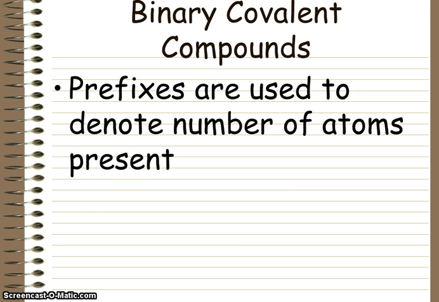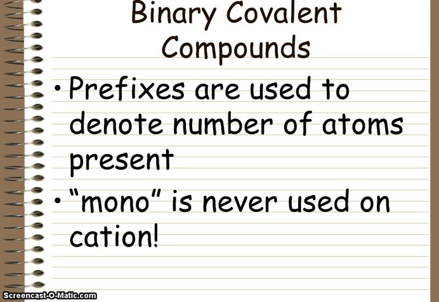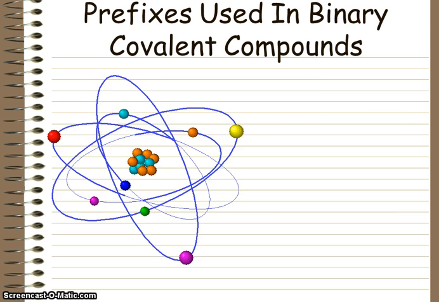Now when we look at binary covalent compounds, we're going to need to designate how many of each type of atom we have in the compound. So we're going to use prefixes to denote how many of each type of atom are present. One rule that we need to remember is that the prefix mono, which means one of a particular type of atom, is never used on a cation, or the first atom in a compound. But if we have one of the second atom in the compound, we will use the prefix mono. So let's go through the prefixes that are used in binary covalent compounds.